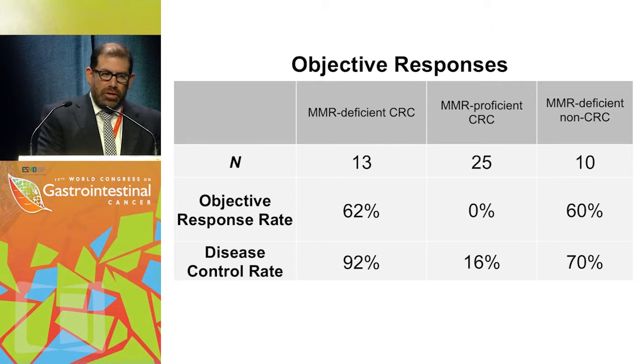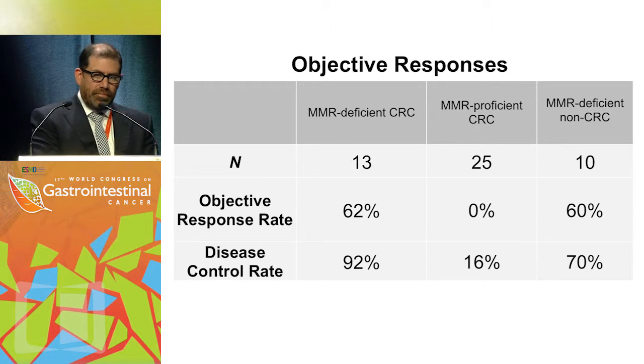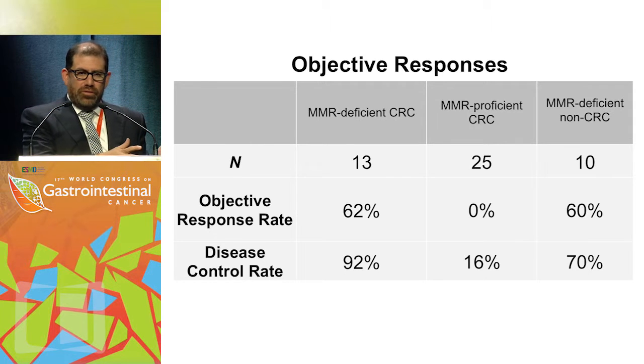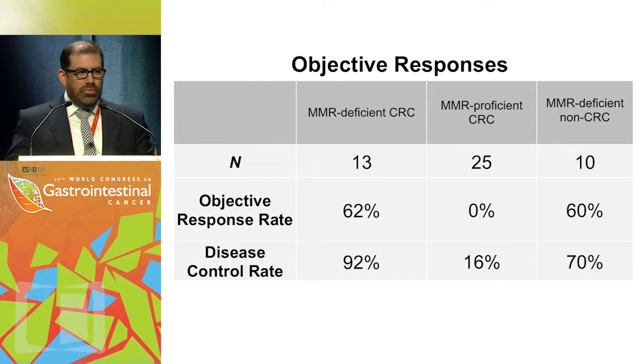When we looked at objective response rate in the MMR proficient tumors or patients, we saw no responses, but we did see stable disease in about 16% of patients. In the mismatch repair deficient tumors, we saw a response rate of about 62% and a remarkable disease control rate over 90%. And in patients with non-colorectal cancer mismatch repair deficiency, we saw a response rate of about 60% and a disease control rate of 70%. Now that we've fully accrued these groups, I can tell you that these numbers have improved a bit, and hopefully will continue to accrue in expansion cohorts because of the results.